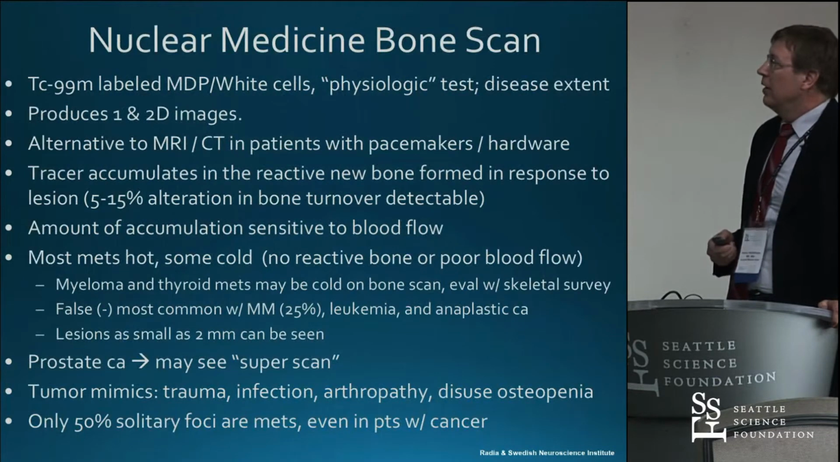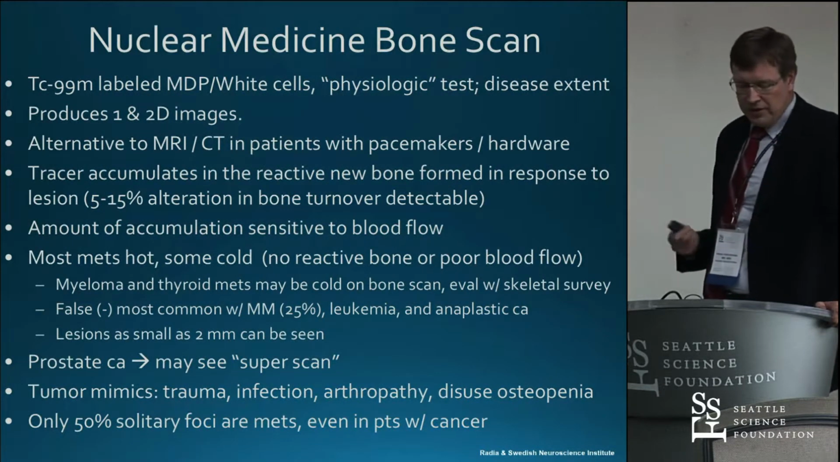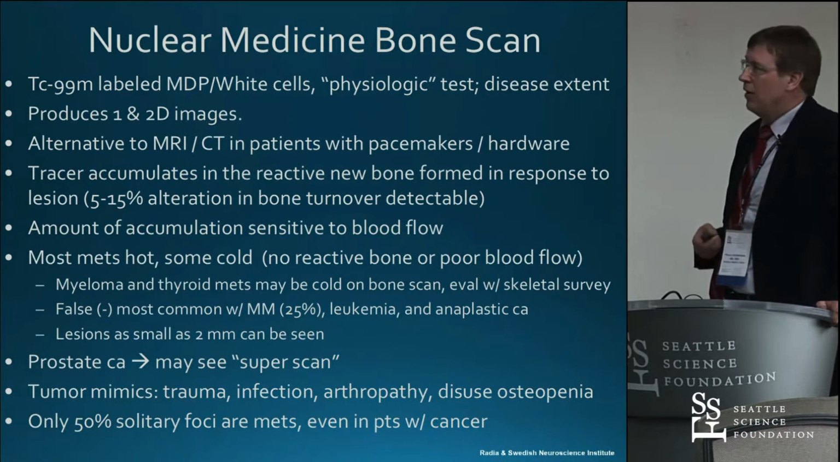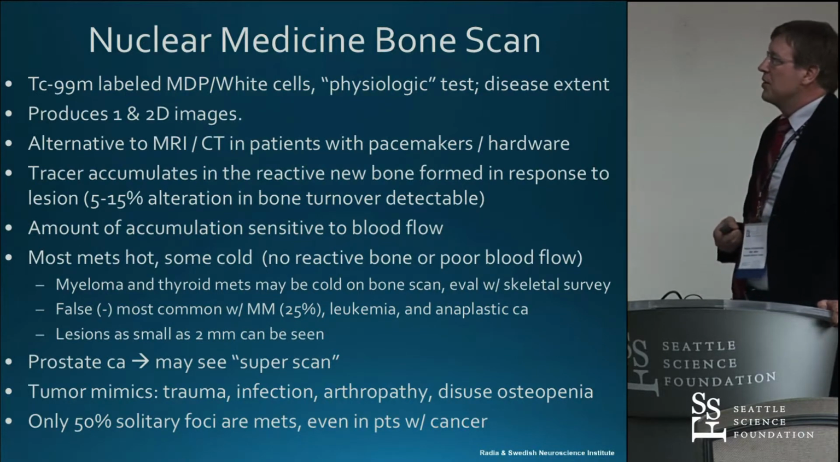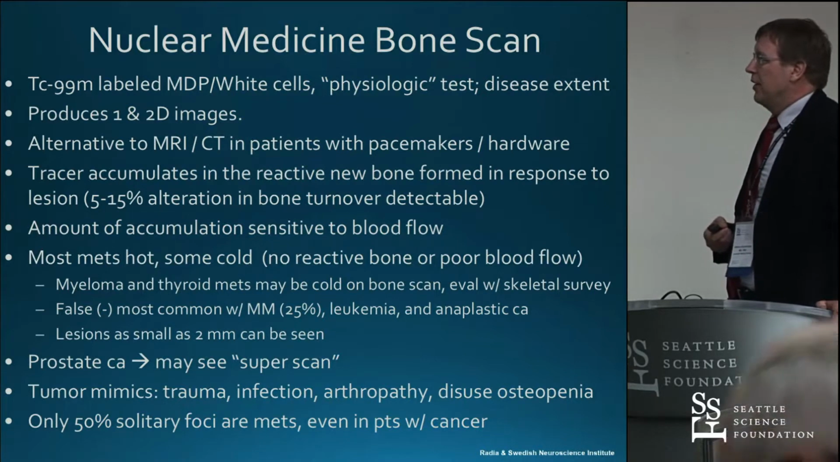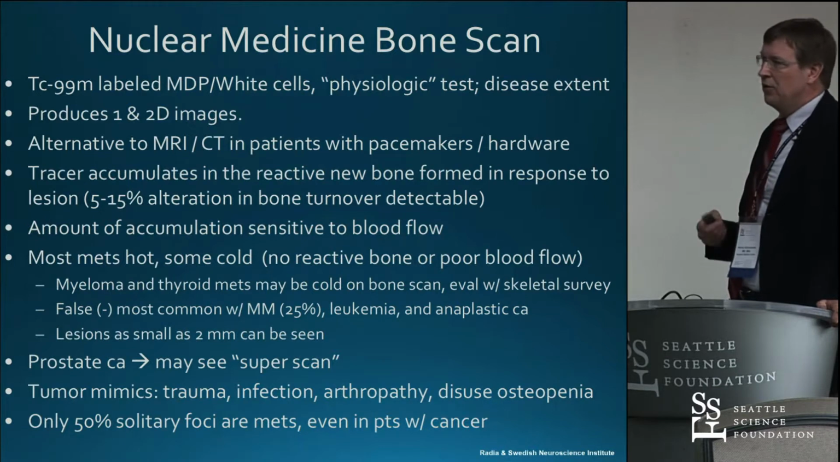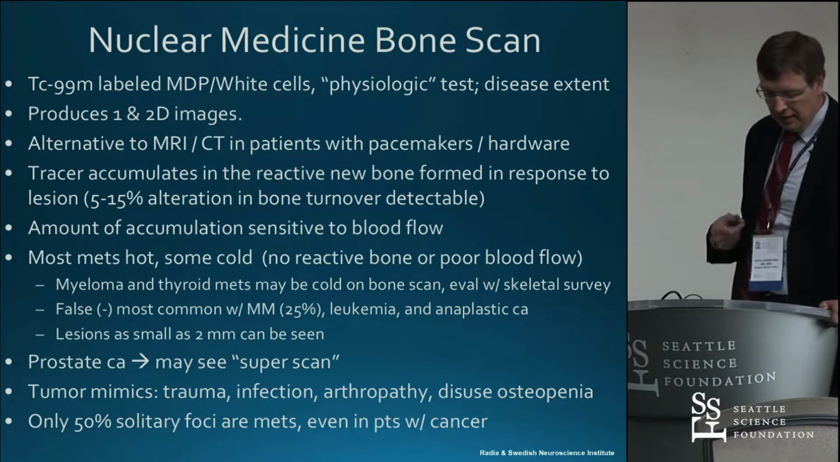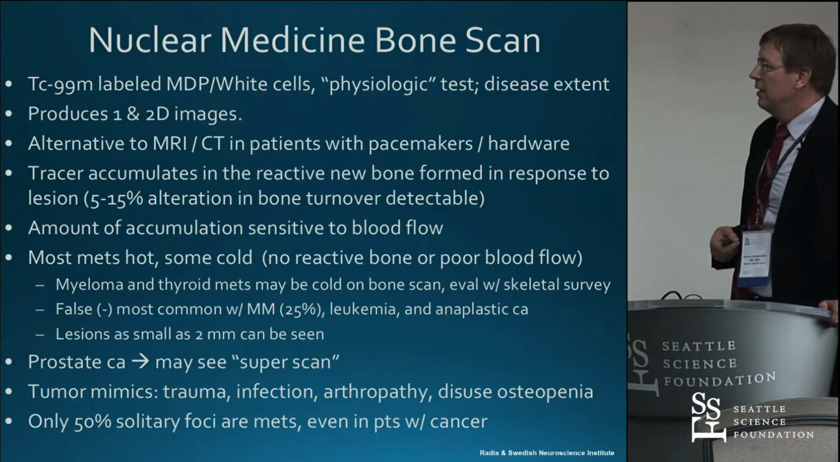They all look different. So, nuclear medicine bone scan: we use technetium-99 labeled MDP, so it's really a physiologic test and primarily used for disease extent. And we get 1D and 2D images. It's also an alternative to MRI or CT if patients have pacemakers or hardware. Here the tracer accumulates in the new bone that's formed in response to the lesions. It's not really the lesion itself, but the response that we see.